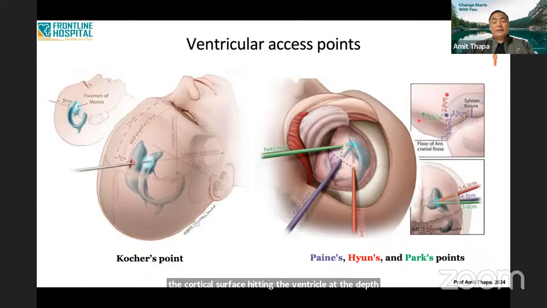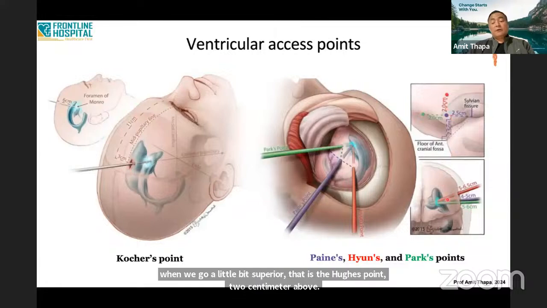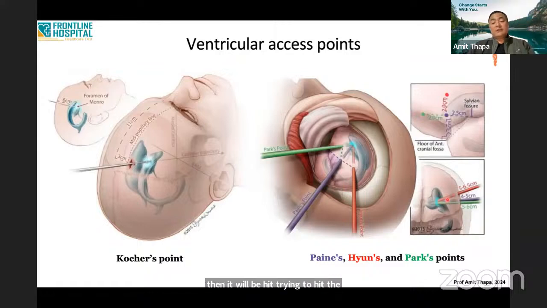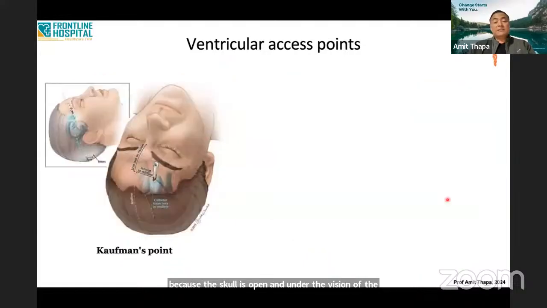However, when we go 2 centimeter anterior, that is Park's point, we will be hitting the ventricle at 5 to 6 centimeter depth. And when we go a little bit superior, 2 centimeter above, that is Keen's point, it will hit the frontal horn with a little bit of inferior angulation, at 5 to 6.5 centimeter. These targetings can also be done using ultrasound guidance, because the skull is open, and under the vision of the ultrasound, one can hit the frontal horn very easily using these targets.